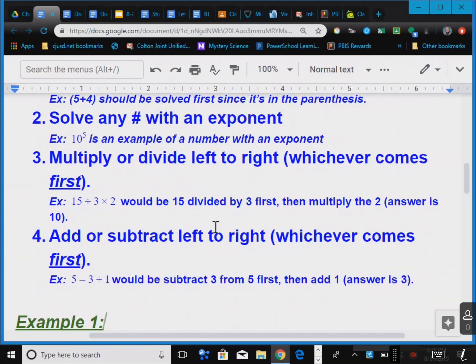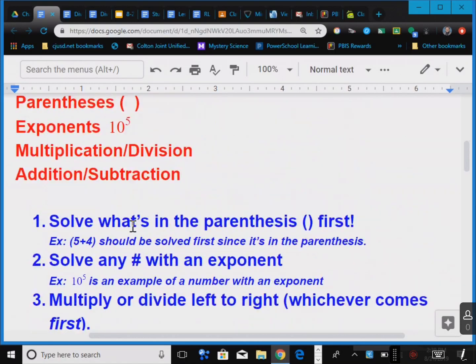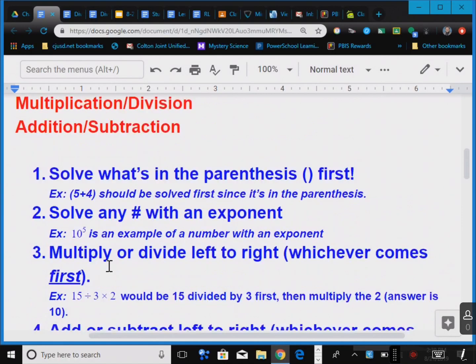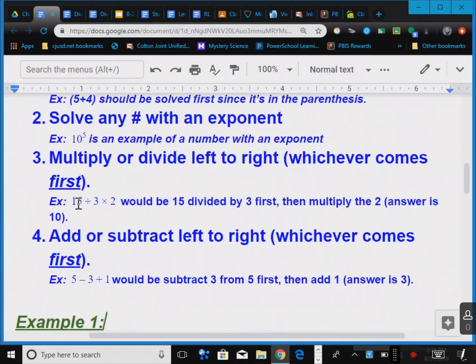Add or subtract left to right, whichever comes first. So in this example, 5 minus 3 plus 1, you're going to subtract the 3 from 5 first, then add 1. So 5 minus 3 is 2, plus 1 is 3. And this one, 15 divided by 3 is 5, times 2 is 10. So it's not that addition comes before subtraction or multiplication comes before division. It's whichever one comes first in the problem when you're going left to right.